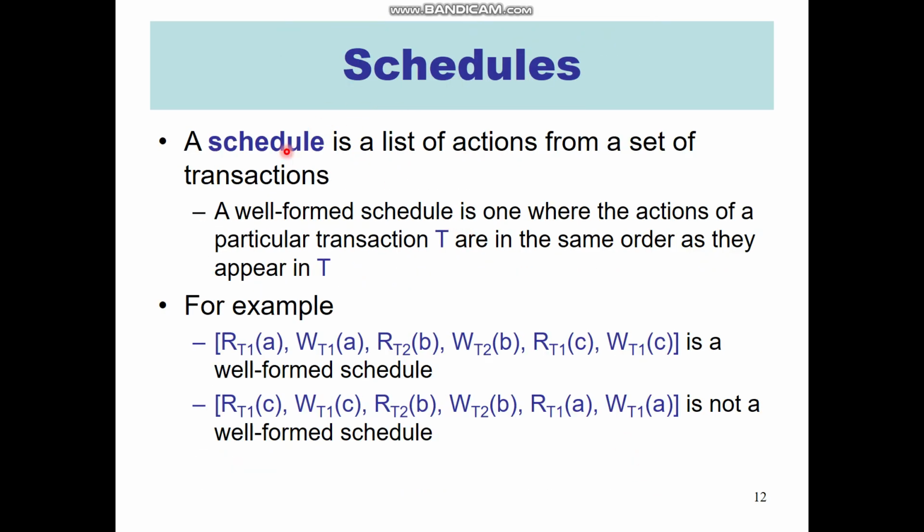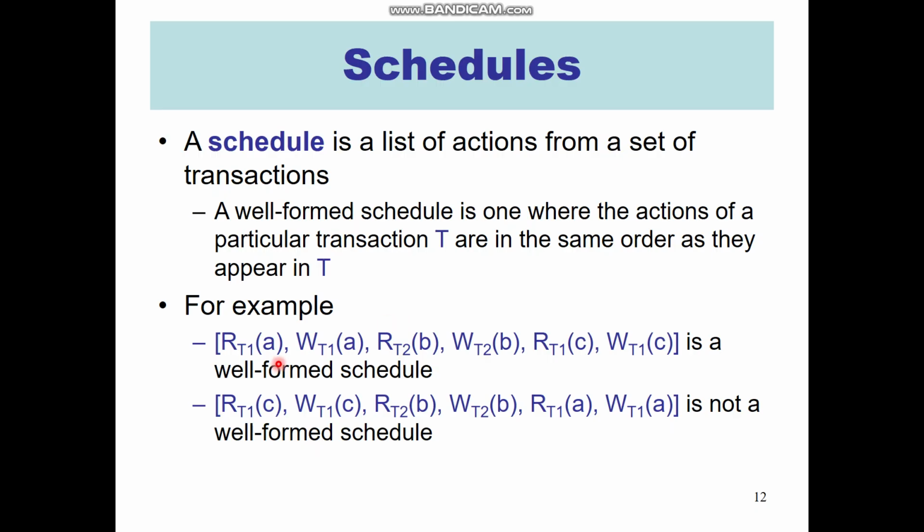So a schedule is a list of actions from a set of transactions. A well-formed schedule is one where actions of a particular transaction are in the same order as they appear. You are reporting the actions of transactions as they appear, not haphazardly. If action one is performed first, then you write one, then two, then three. You don't take actions from the middle and write them at the start, or write the initial action at the end. You write the transaction as it is happening.